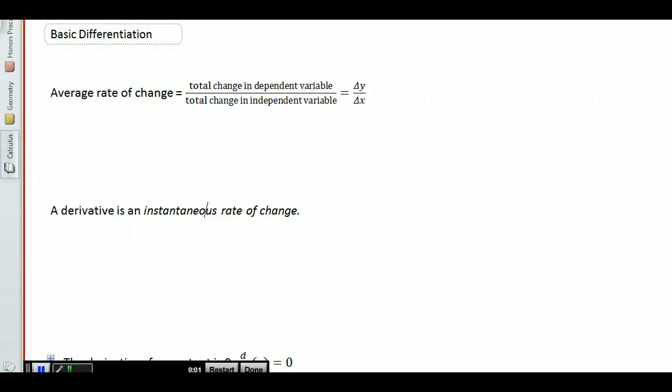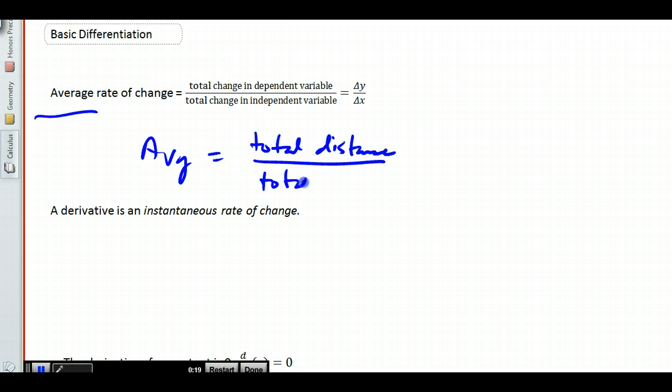Okay, basic differentiation. Before you got into calculus, you always talked about average rates of change. For example, the average velocity was the total distance you traveled divided by the total time. And in general, the average rate of change of something is the total change in the dependent variable divided by the total change in the independent variable, which we can write as change in y over change in x, delta y over delta x.